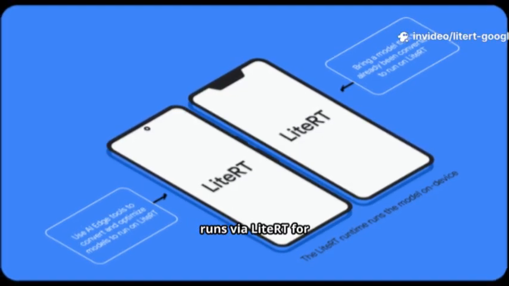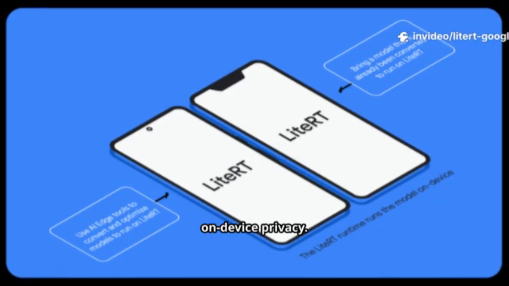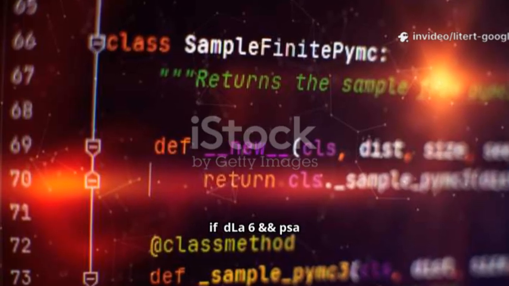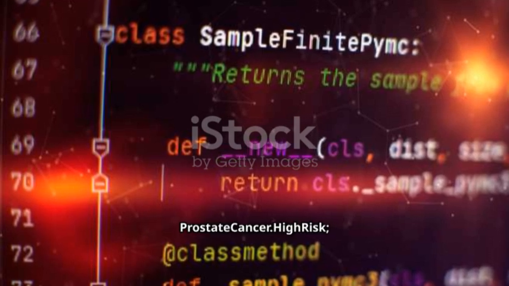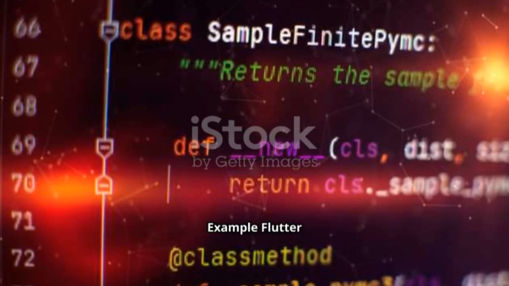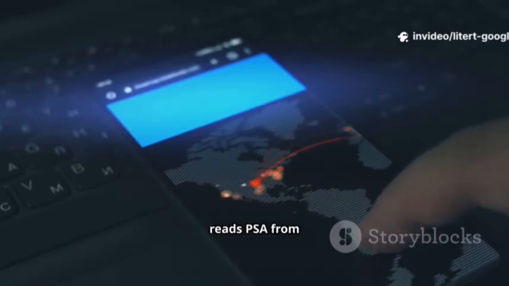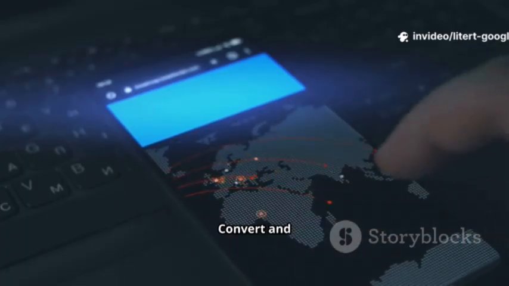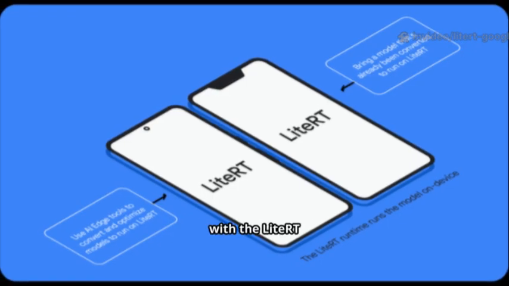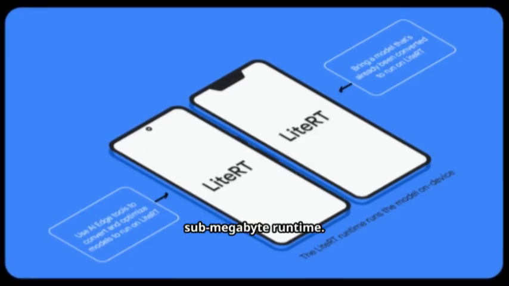On-device model runs via LiteRT for low latency inference and on-device privacy. If DLA is 6 mM and PSA is 4.0, status equals high risk prostate cancer. Example Flutter function: analyze prostate reads PSA from the electrochemical sensor and image-derived DLA. Convert and quantize the model with the LiteRT toolchain for a sub-megabyte runtime.